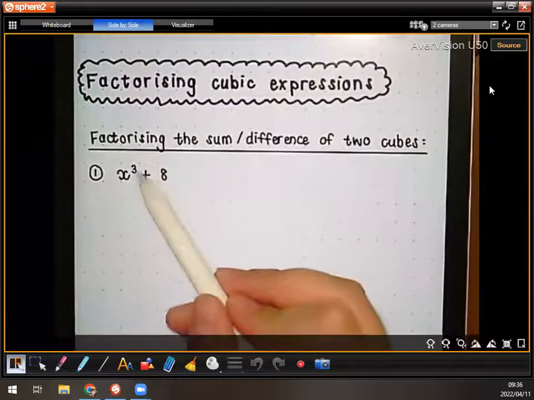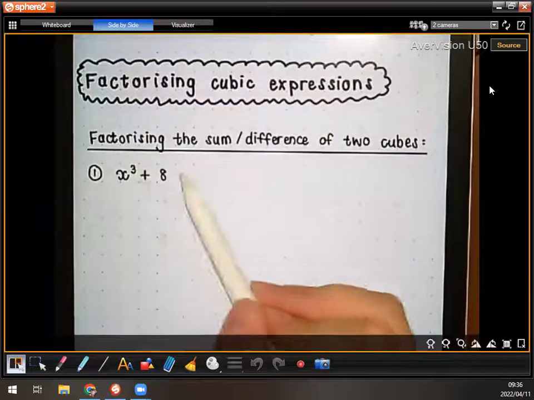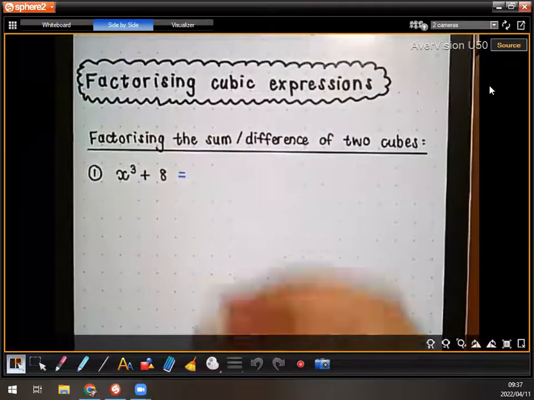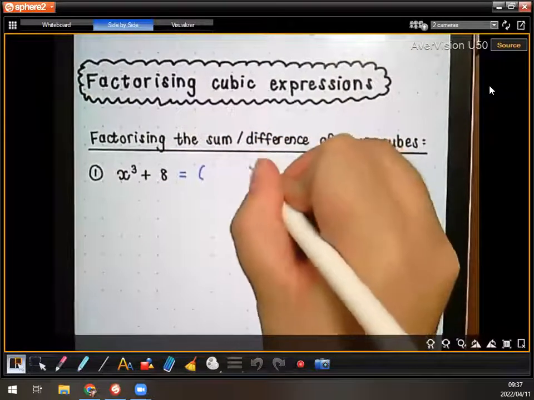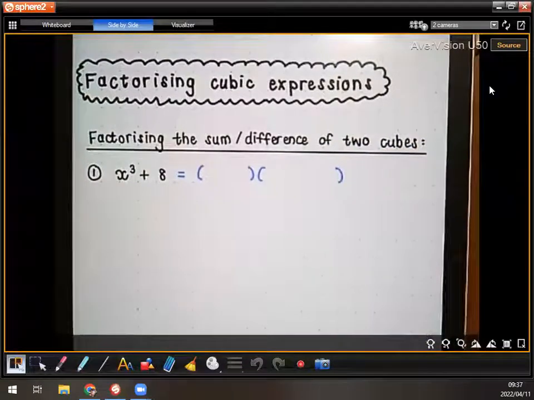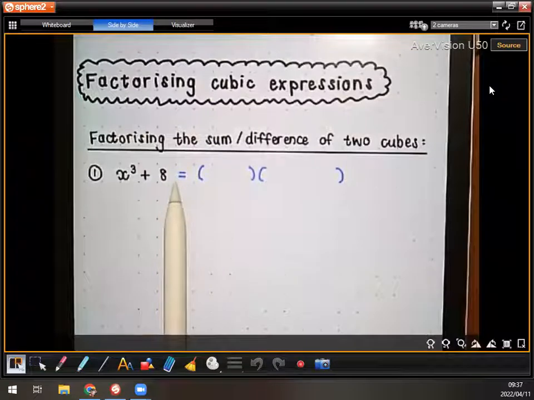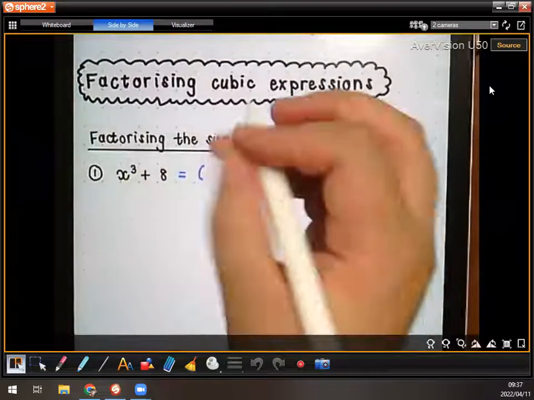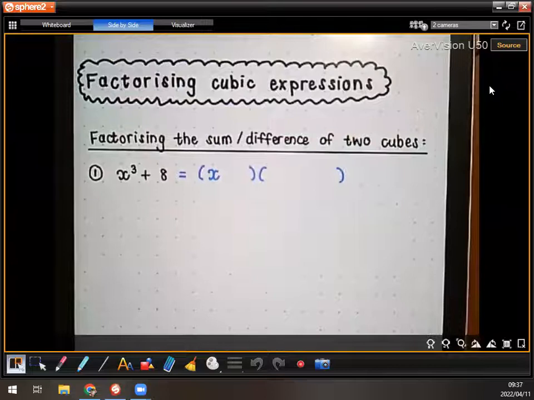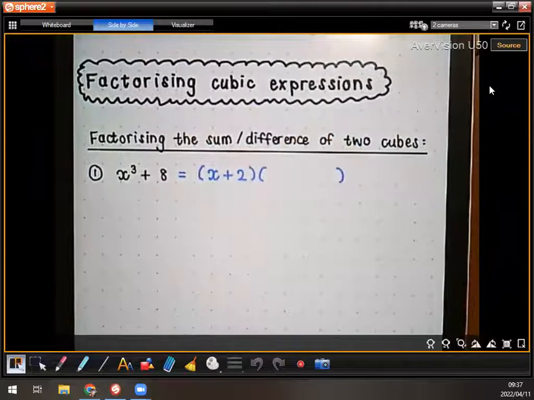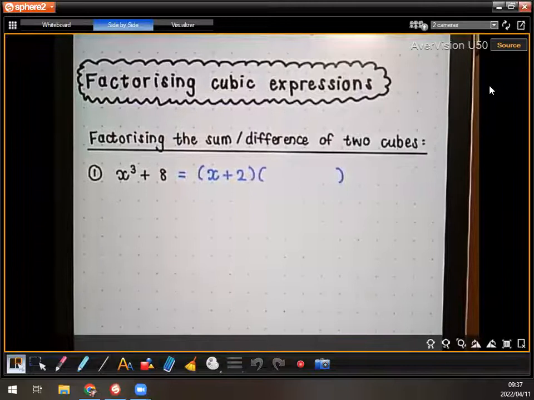So if you see that you have an expression of only two terms and it can be a plus or minus, we'll do an example of a minus now, and both of them are cubes, then you're going to end up with two brackets. The first bracket is going to be a binomial and the second bracket is going to be a trinomial. For your binomial, you take the cube root of each of these terms. So the cube root of x cubed is x, and the cube root of positive 8 is positive 2. That is how you get your first bracket, your binomial.